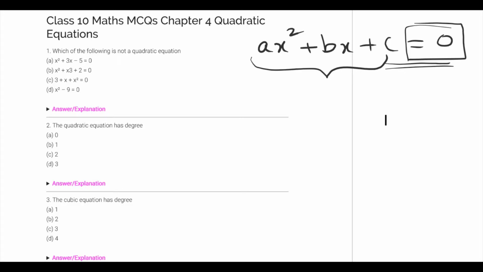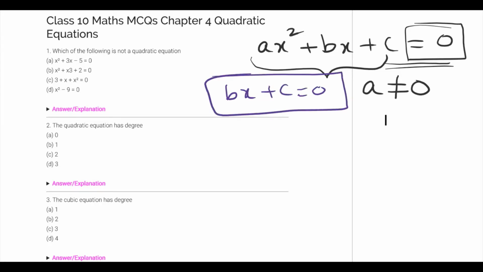Here the criterion is that a should not be equal to 0. If a = 0, then the equation turns into bx + c = 0, which becomes a linear equation. So a should not be equal to 0.